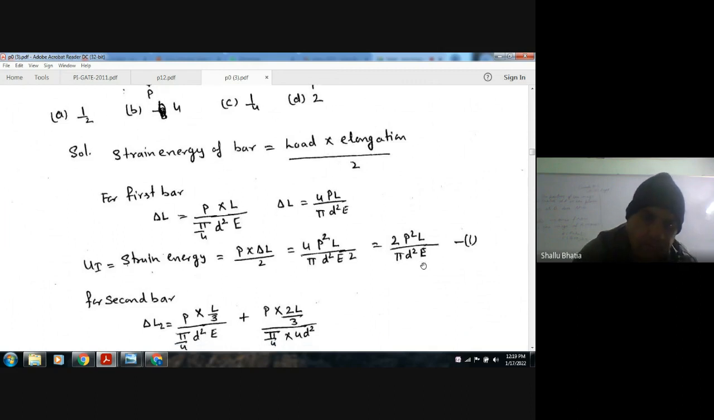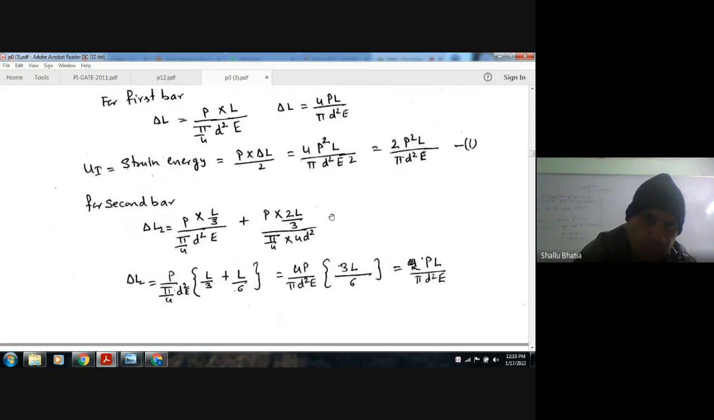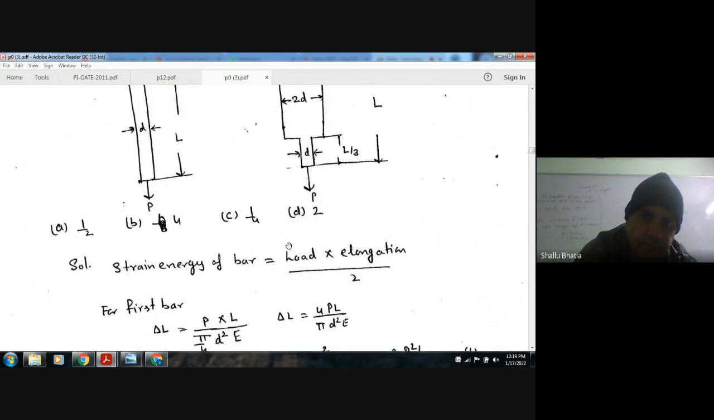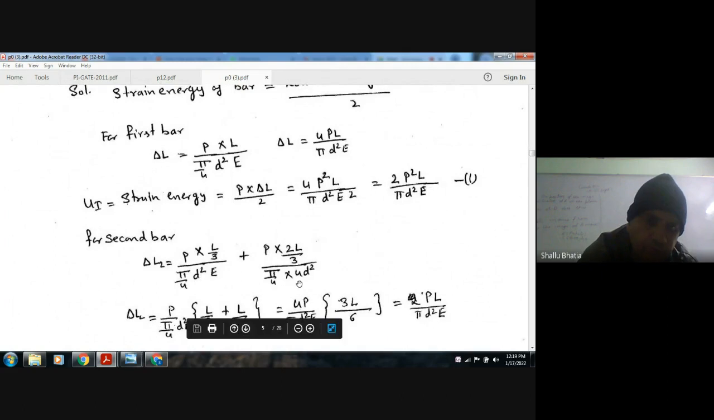Okay. For the second bar, the load is same for both portions, and the length is different. So total elongation will be elongation of the first part and elongation of the second part. Here the diameter will get double, so it will be 2D whole square, and the length is L by 3. So elongation will be the summation of these two parts. The total elongation comes out as 2PL by pi d square E.